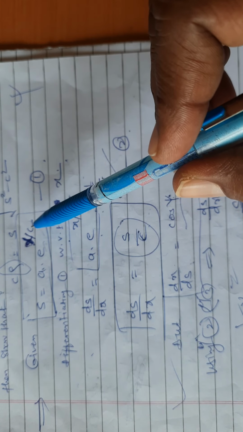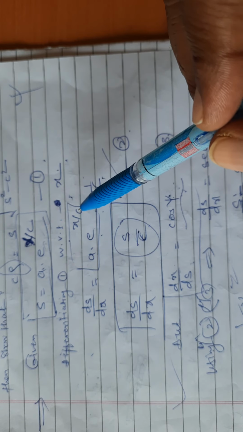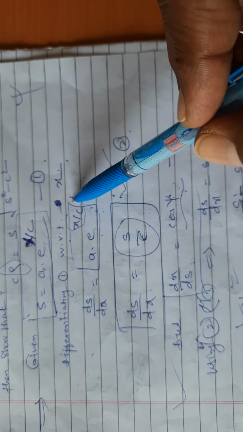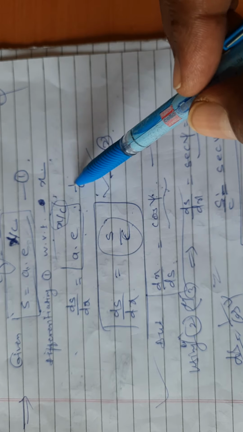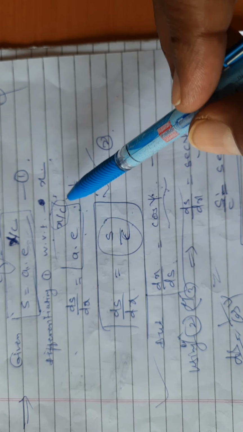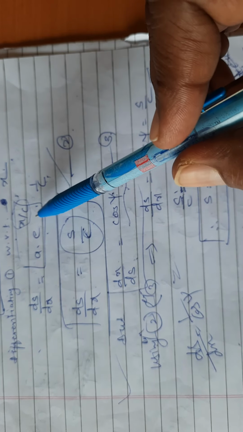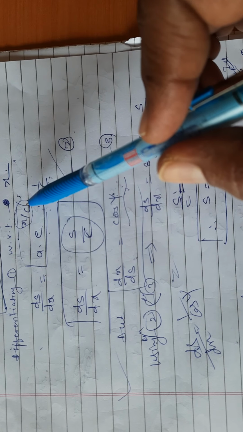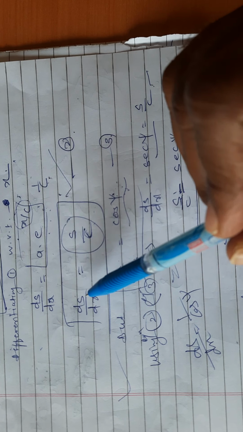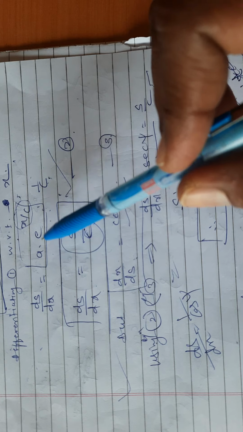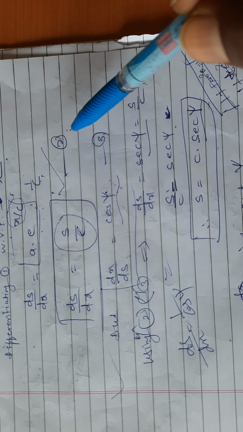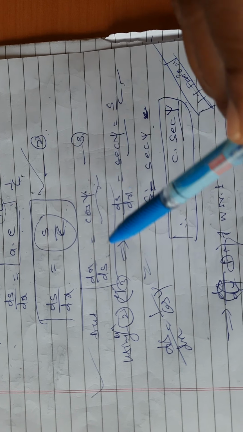Derivative of e raised to x by c is e raised to x by c, and derivative of x by c is 1 upon c as it is, and derivative of x is 1, and a into this e raised to x upon c is s, means ds upon dx is s upon c. Call this equation number 2.